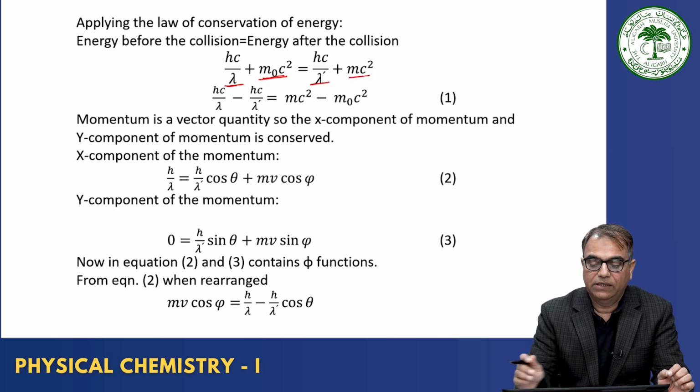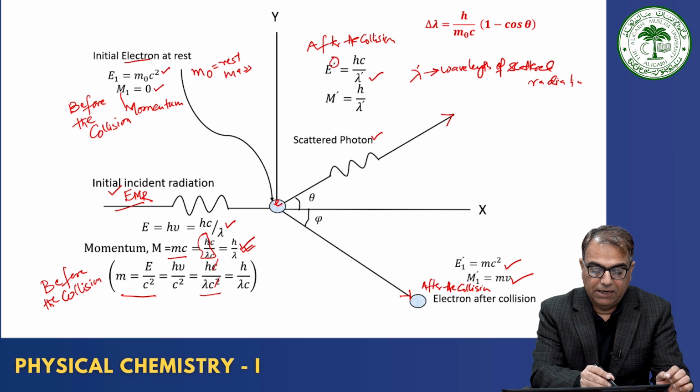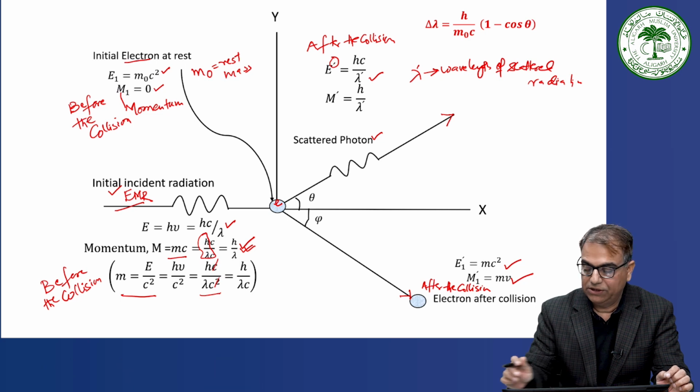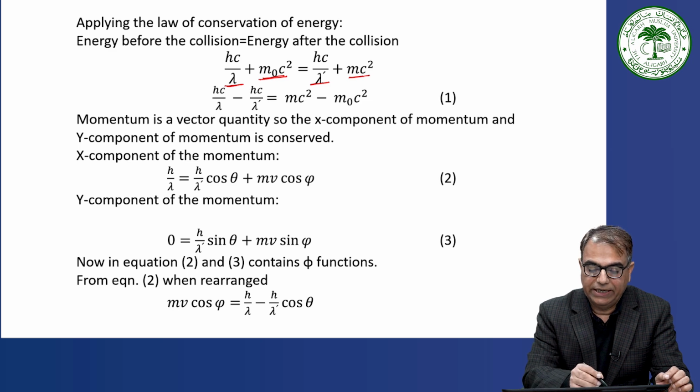Look at the previous diagram. You see, m naught c squared is the energy before the collision, and hc divided by lambda is before the collision. After the collision, you have hc divided by lambda prime and m c squared. You rearrange this, and you get hc divided by lambda minus hc divided by lambda prime is equal to m c squared minus m naught c squared. We give this equation number 1.